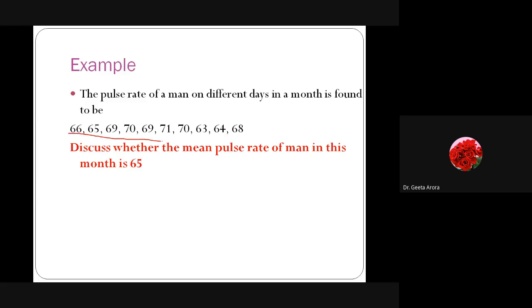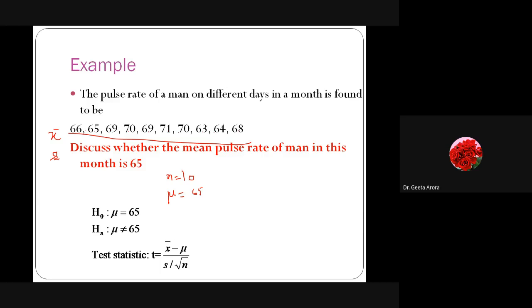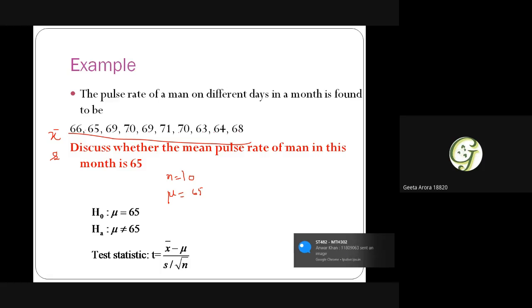Here the first thing is we have been provided with the data 1, 2, 3, 4, 5, 6, 7, 8, 9, 10. These are for 10 days. So we have n equal to 10. The mean pulse rate is the one we want to test, so it is our mu, and from this data we need to calculate x bar and we need to calculate s. Correct? So let's see how we are going to calculate. The first thing we will write down is mu, our null hypothesis.